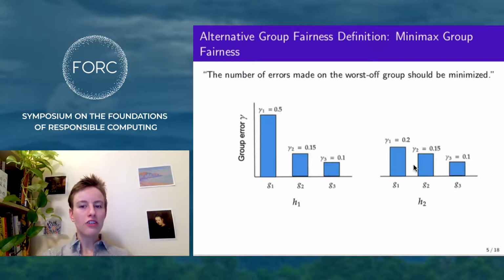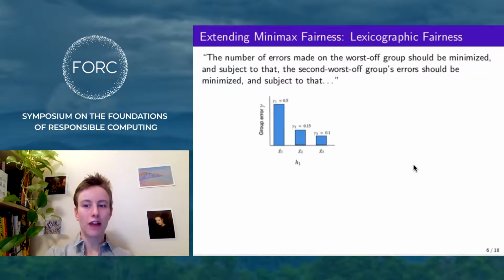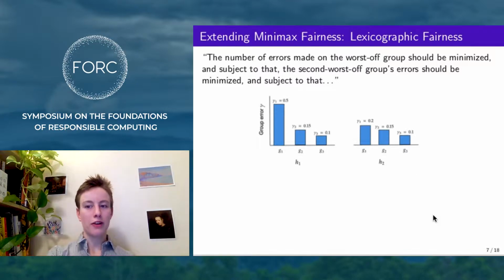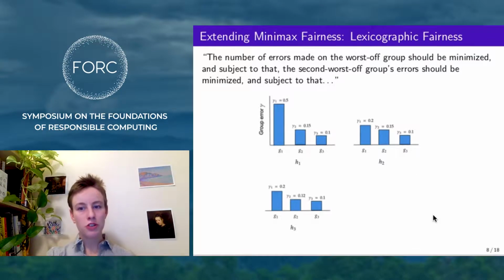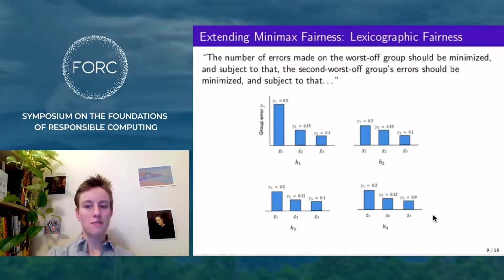A natural extension of minimax fairness is lexicographic fairness, or lexi-fairness for short. This requires that after you minimize the error of the worst-off group, you minimize the error of the second worst-off group, subject to the minimization of the first worst-off group, and so on. For example, here we would first minimize the error of group 1, then, subject to its minimal value, minimize the error of group 2, and subject to those two minimizations, we minimize group 3's error.